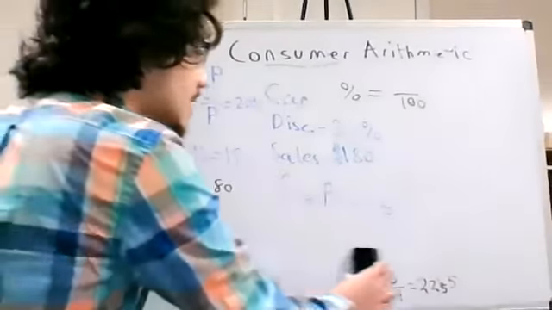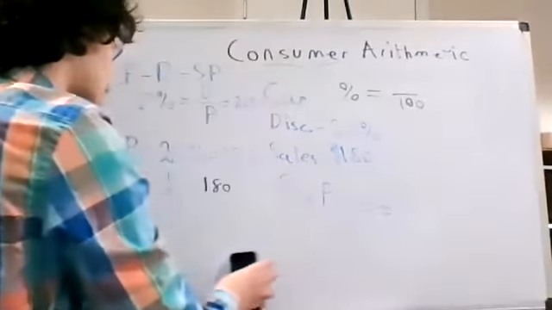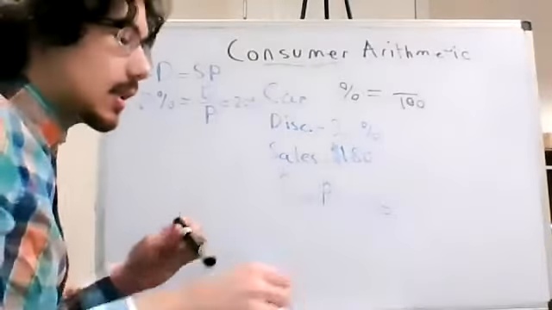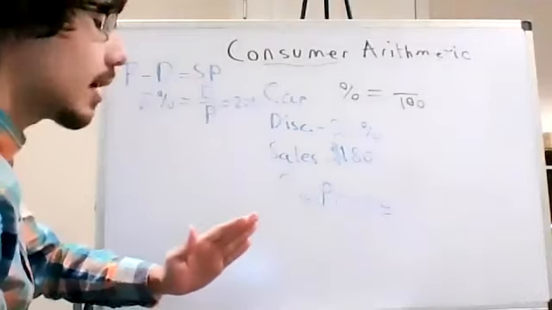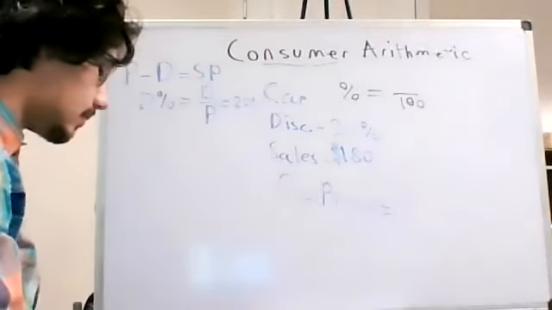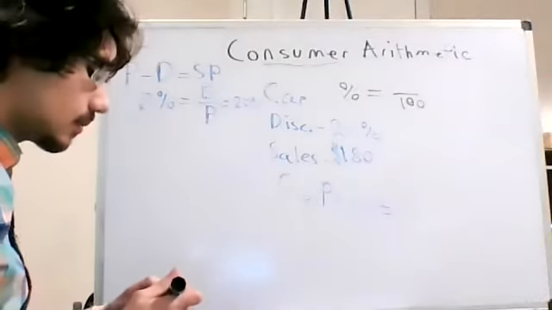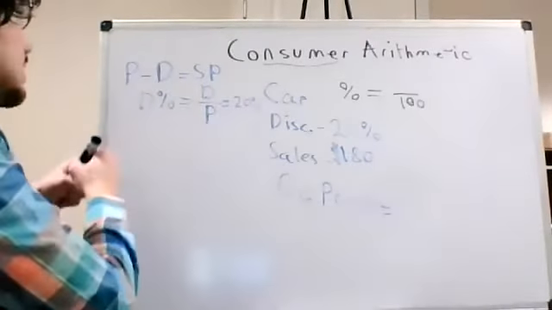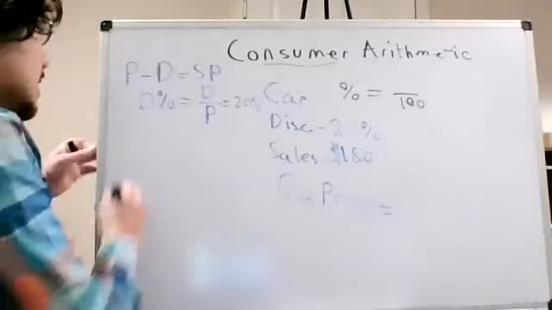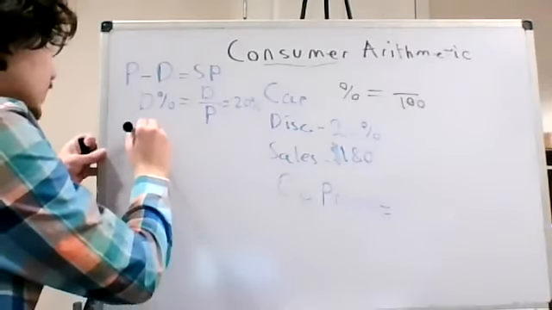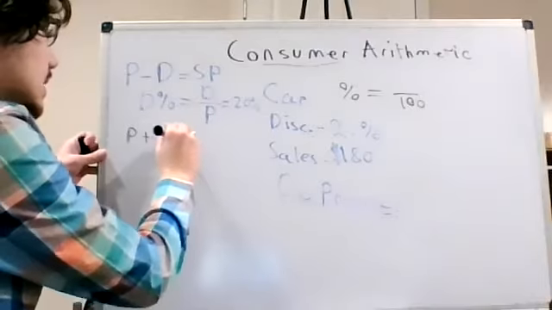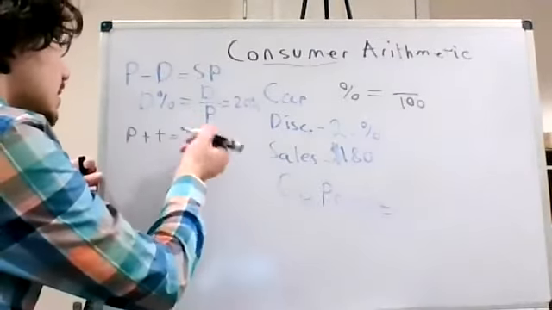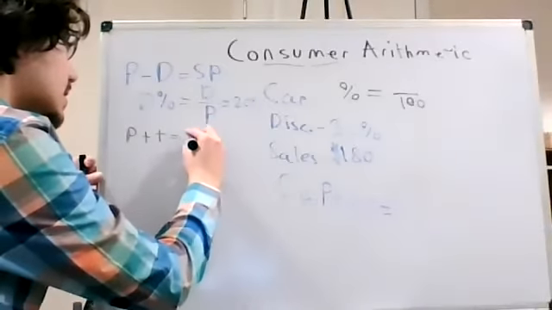Tax works the exact same way as sales. The only difference with tax is that tax adds to the cost, to the price, instead of subtracting from the original price. So as we have here, you have the price minus the discount equals the sales price. This time you have price plus tax equals the, I forget the term, I'll say the final price.